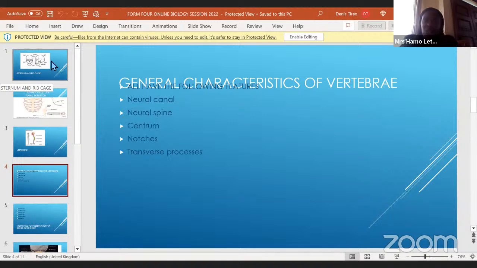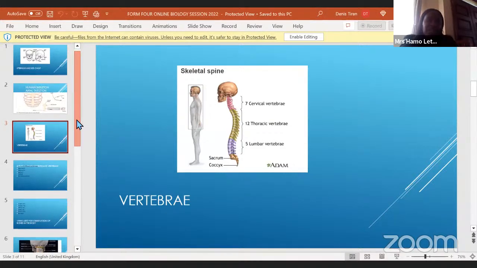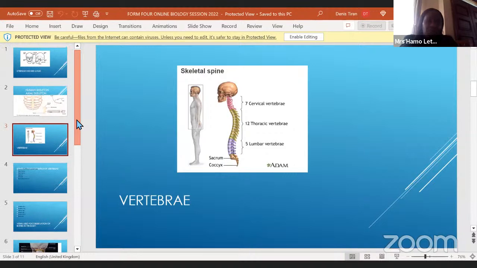The axial skeleton consists of the skull. Then we have the ribcage, the sternum, and the vertebral column. The axial skeleton consists of the skull, the ribcage, and then from the ribcage, we've got the vertebral column.